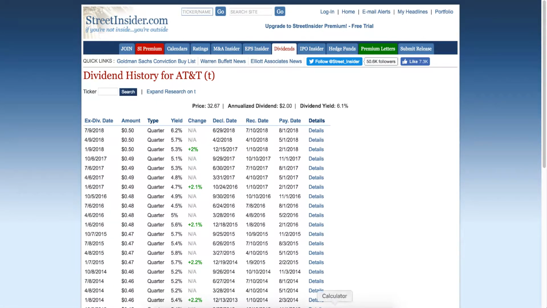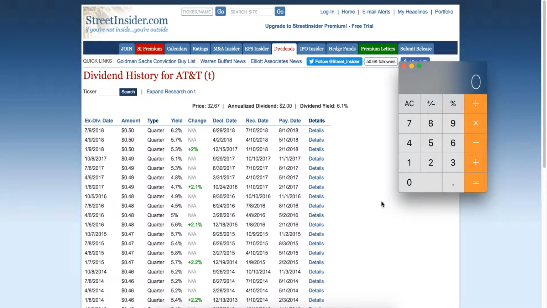So if you bring our calculator here, the current price of the stock is 32.67, right? So 32.67, and the yield, as you see here, is 6.2 right now. So if we multiply that with 0.062, which is 6.2 divided by 100, it's just basic math. So this comes back with 2.02 dollars as a yield per year.